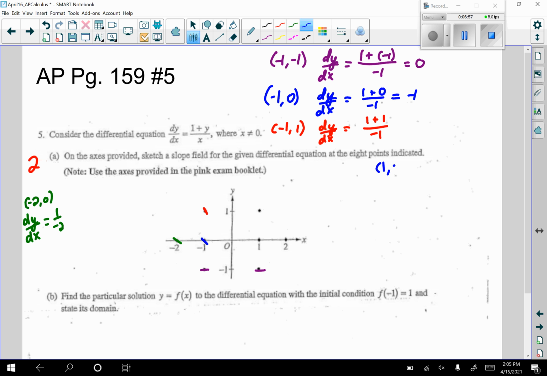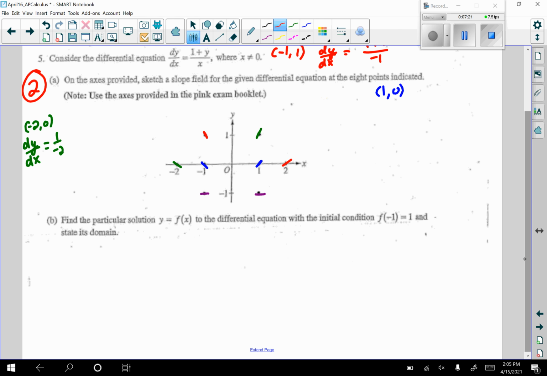Let's go to (1, 0). So that should just give us 1 over 1. So that should be a positive 1. Let's go to (1, 1). That should just give us a positive 2. And then going over to (2, 0), that should just give us a positive 1/2. So 2 points for part A.